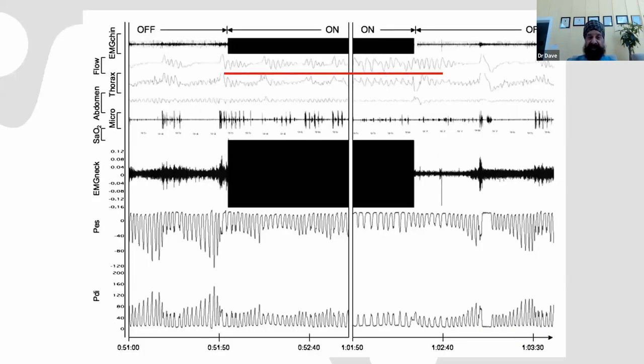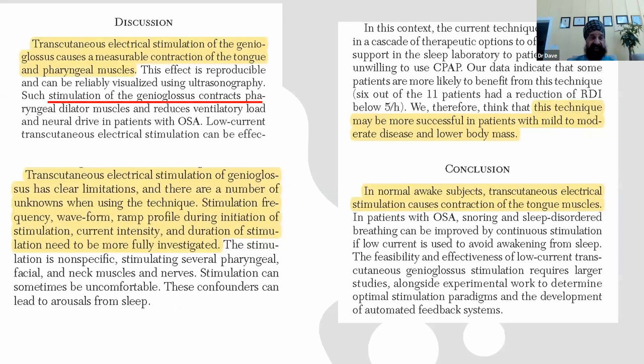So you see here, when the stimulus is applied, you can increase the amount of pressure in the esophagus and decrease diaphragmatic pressure. And so you've got stimulation of the genioglossus muscle and the pharyngeal dilator muscles, reducing the ventilatory load. The downside is that this is a non-specific type of stimulation. Several pharyngeal, facial, and neck muscles and nerves are being stimulated, so it's not very specific.